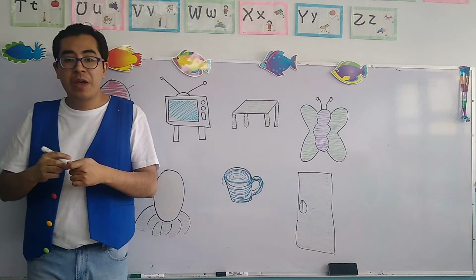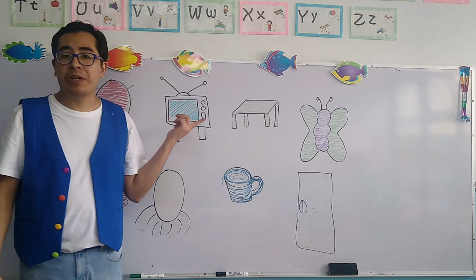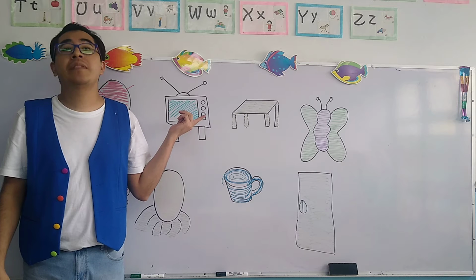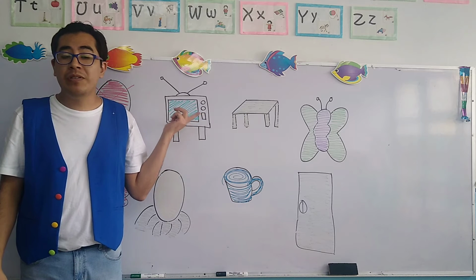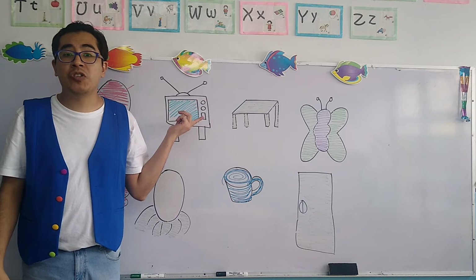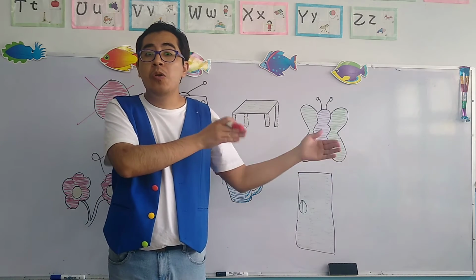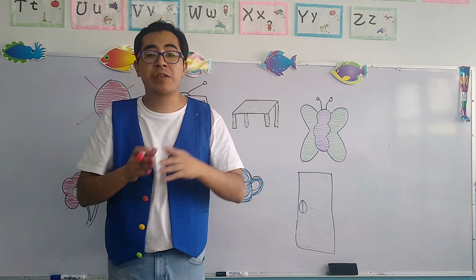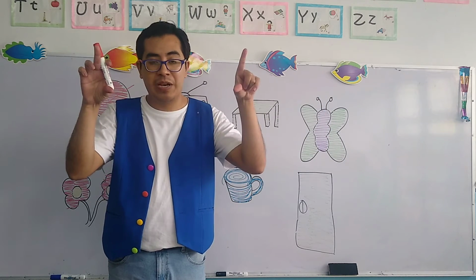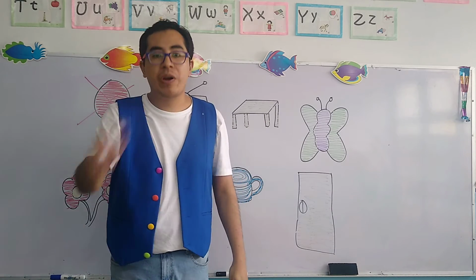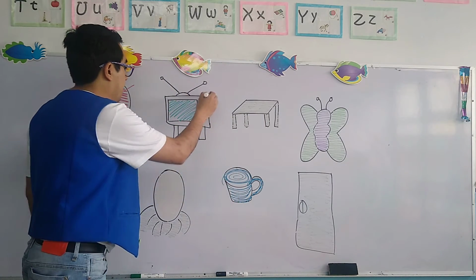Let's continue. What about the television? Does it look like a geometric shape? Yes, it does. Now, what is the shape and form of the television? A square. Well, the old televisions look like squares. The brand new televisions look like a rectangle. Okay? But still, it's a geometric shape. So, we're going to mark it.